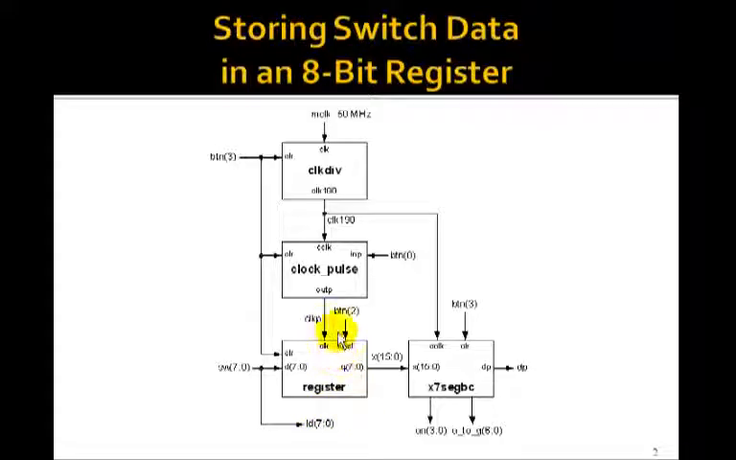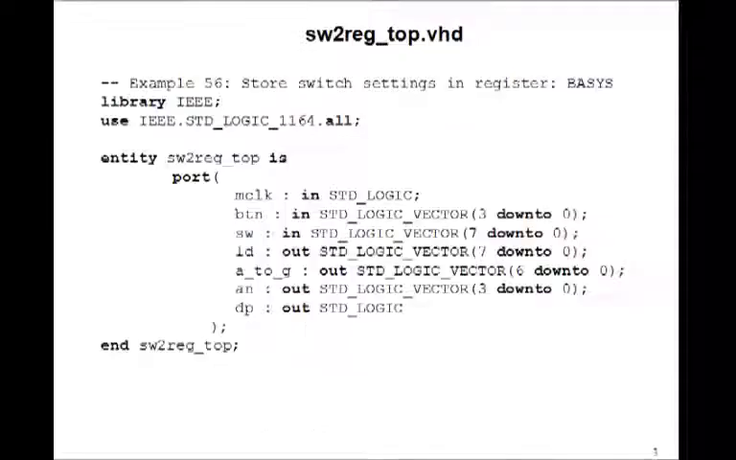Now the load input to the register will use button 2. So when you press button 2, the load signal goes high. Only then, if you push button 0, will you get a clock pulse, and then the switches coming in D only go to Q, remember, when load is high on the rising edge of the clock. So this will test how this 8-bit register works.